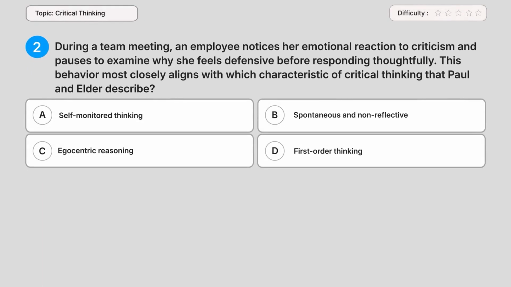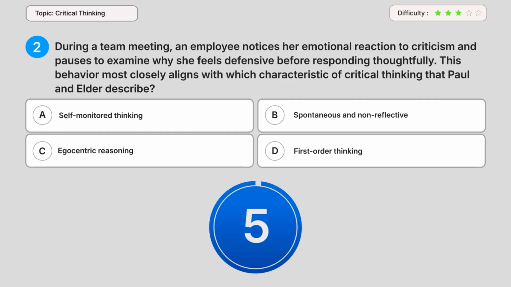2. During a team meeting, an employee notices her emotional reaction to criticism and pauses to examine why she feels defensive before responding thoughtfully. This behaviour most closely aligns with which characteristic of critical thinking that Paul and Elder describe? A. Self-monitored thinking. B. Spontaneous and non-reflective. C. Egocentric reasoning. D. First-order thinking. Do you know the answer?